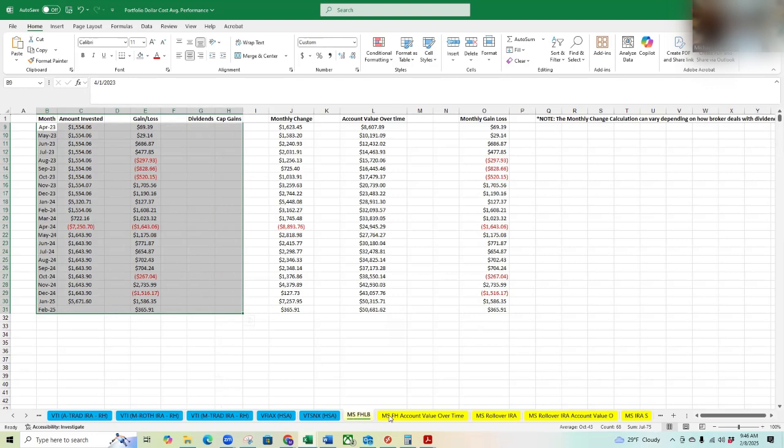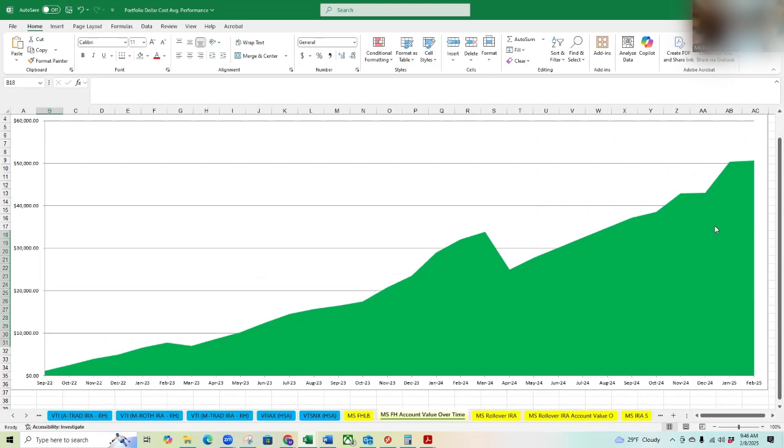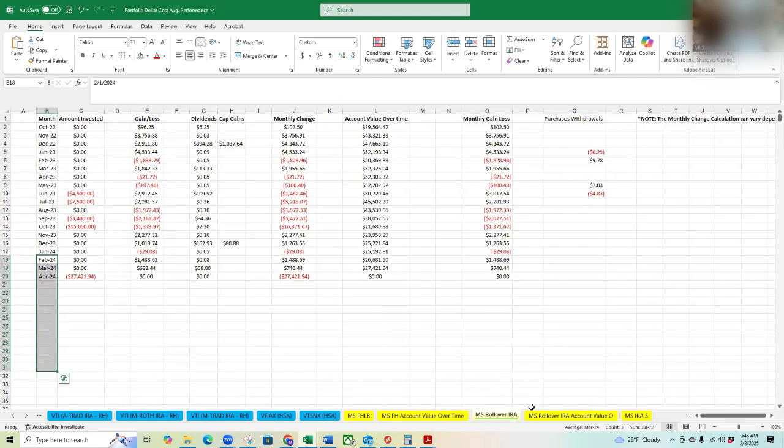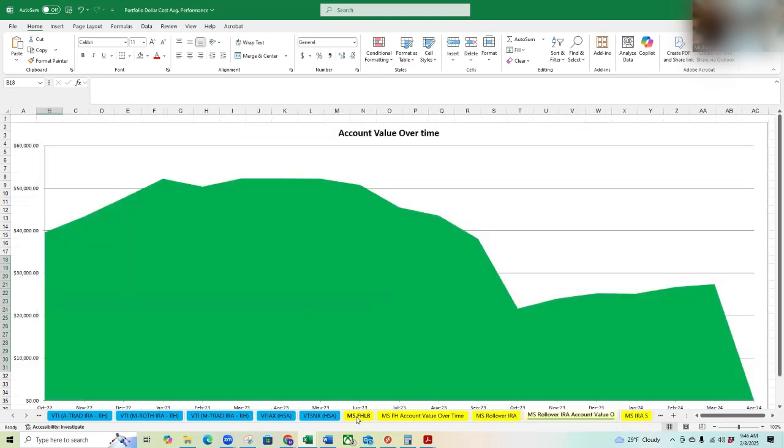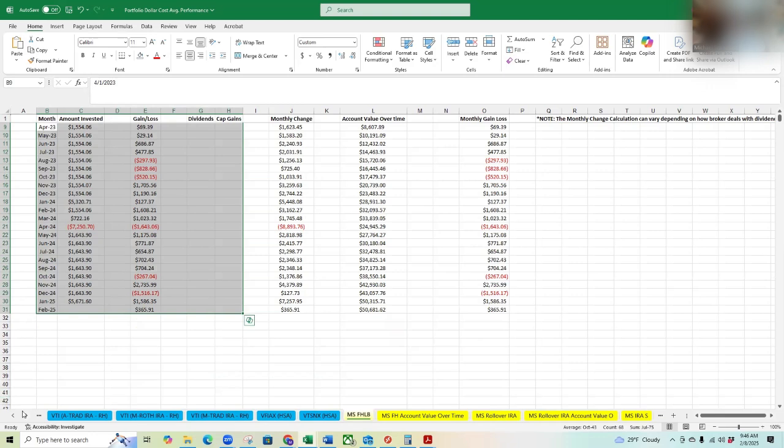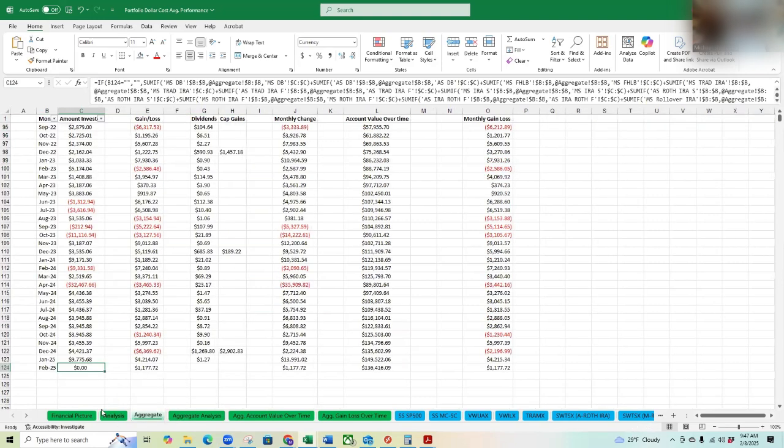For every account, I do the same thing. There's a chart showing the growth of that account, so an account tab and then a chart for that account. So that's one part of what's going on here. Those tabs feed the aggregate, which is this.